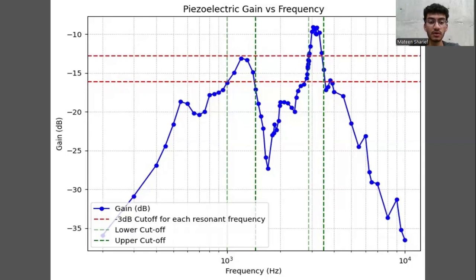From this graph, we obtain that the resonant frequencies are 1200 and 3300 Hz. Their bandwidths are 450 Hz and 620 Hz. Therefore, the quality factors for both frequencies are 2.67 and 5.32 respectively.